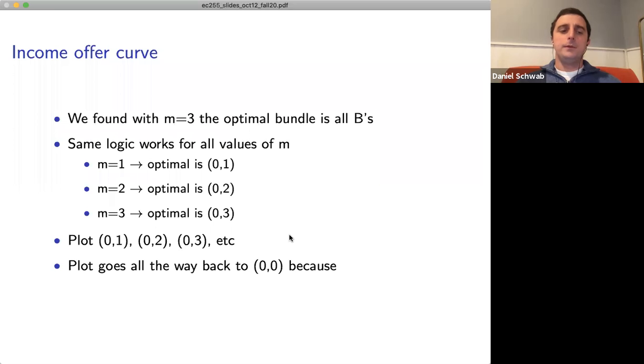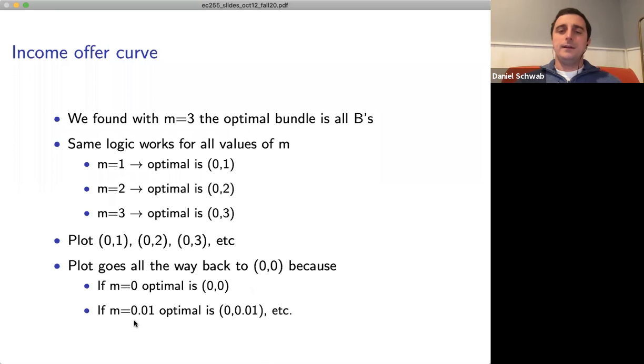And by the way, we should also mention that this plot goes all the way back to 0, 0. Based on what we've said so far, we've only been talking about going back to 0, 1 as our starting point or our leftmost point. In fact, it does go back all the way to 0. One way to think about that is, well, if m is 0, then your optimal bundle is 0, 0. It's kind of funny to think about that as an optimal bundle when it's literally the only thing you can consume.